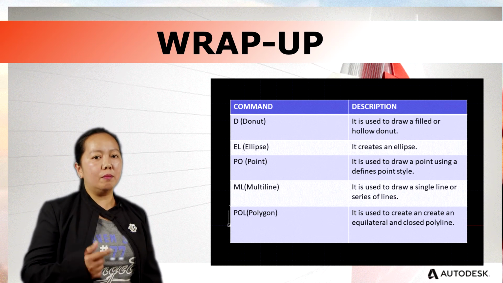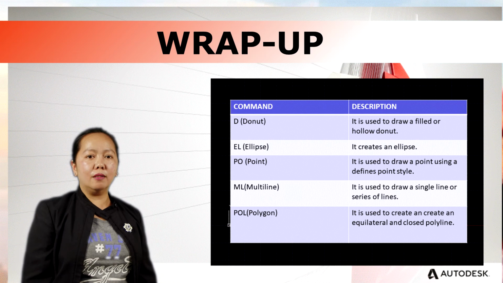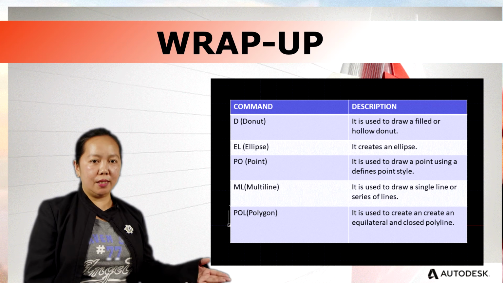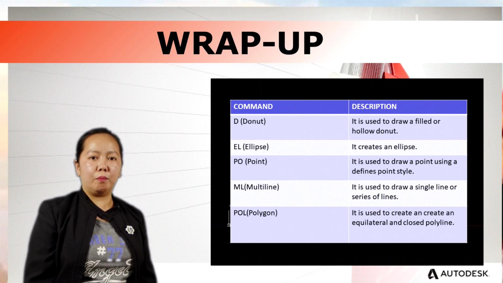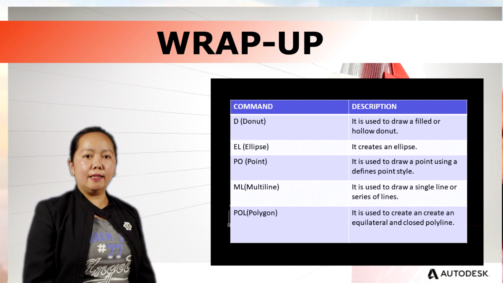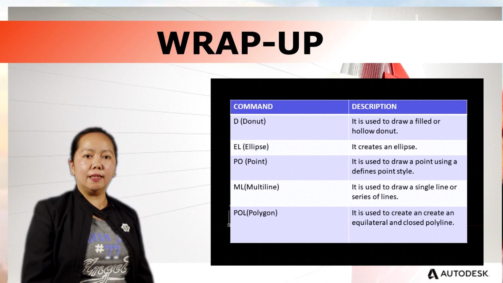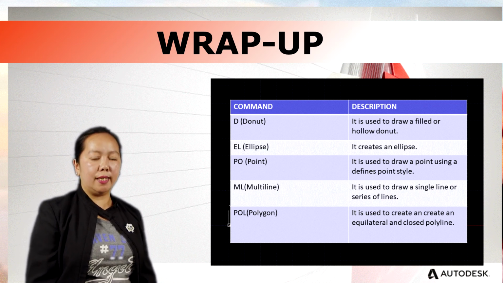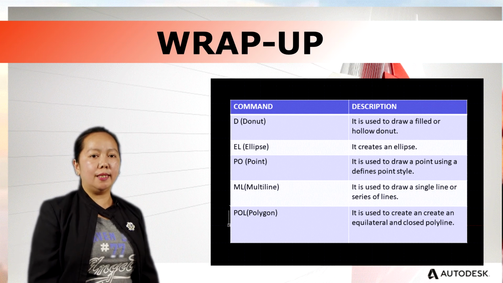The donut or D command is used to draw a filled or hollow donut. Second, the ellipse or EL command creates an ellipse. Third, the point command is used to draw a point using a defined point style or the DDPTYPE. The multi-line ML command is used to draw a single line or series of lines. The polygon or POL command is used to create an equilateral closed polyline.